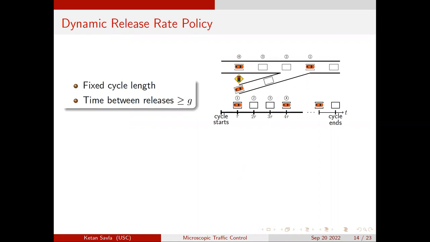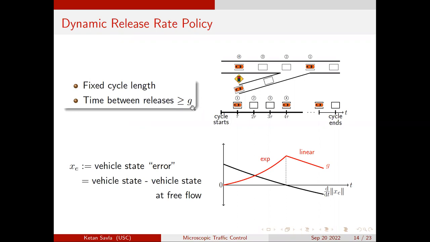But if the G value is high, then it allows a pause between release of successive vehicles. So that allows coordination. And if you choose G properly, then it's not going to hurt the saturation limit by a lot. The idea is G is going to be dynamic. It's going to depend upon the state of the system, right? In fact, G is going to depend on the vehicle state error, so how far the traffic is from being free flow, right?